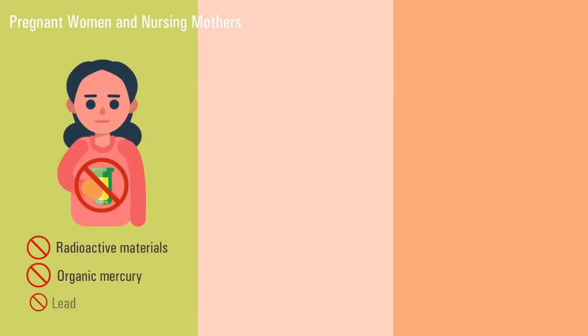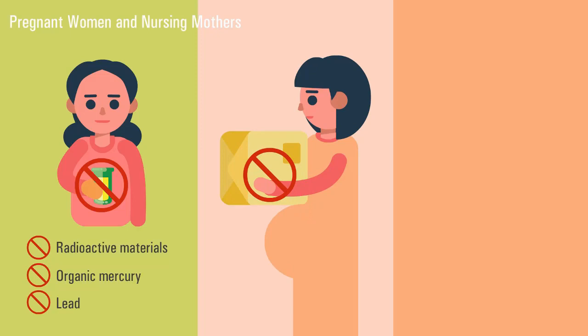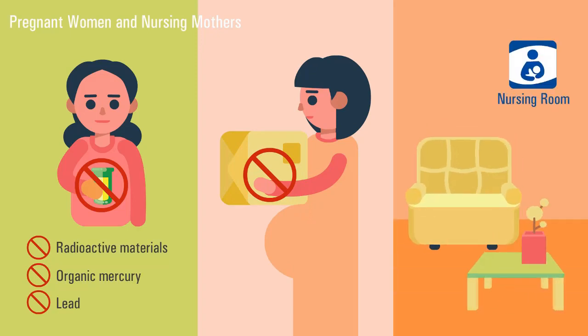There also needs to be special protection for pregnant and nursing mothers. In particular, they should never be working with toxic materials or required to do heavy lifting. Working mothers must also be provided a special place for breastfeeding.